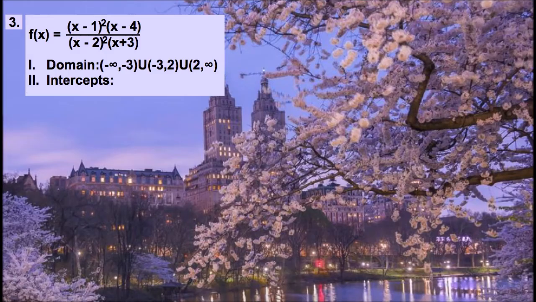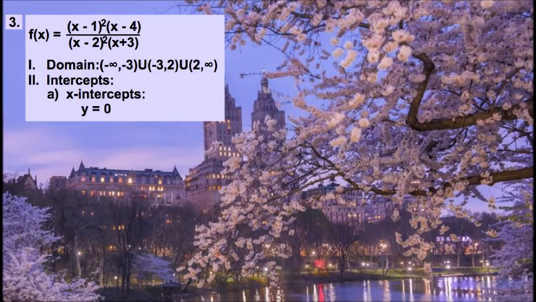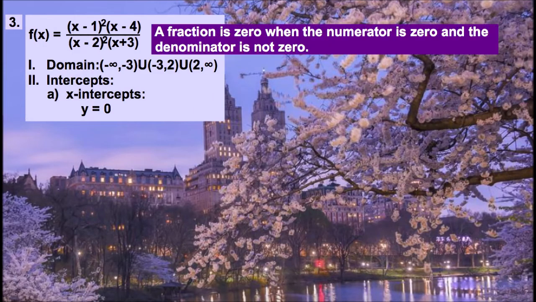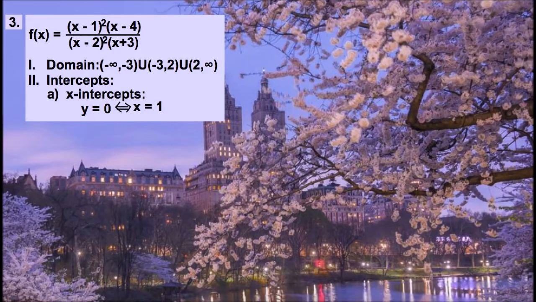Thus, the domain is open negative infinity, negative 3, united with open negative 3, 2, united with open 2, infinity. Intercepts. X-intercepts occur when y equals 0. A fraction is 0 when the numerator is 0 and the denominator is not 0, which is equivalent to x equals 1 or x equals 4. Thus, our x-intercepts are points of coordinates 1, 0 and 4, 0.